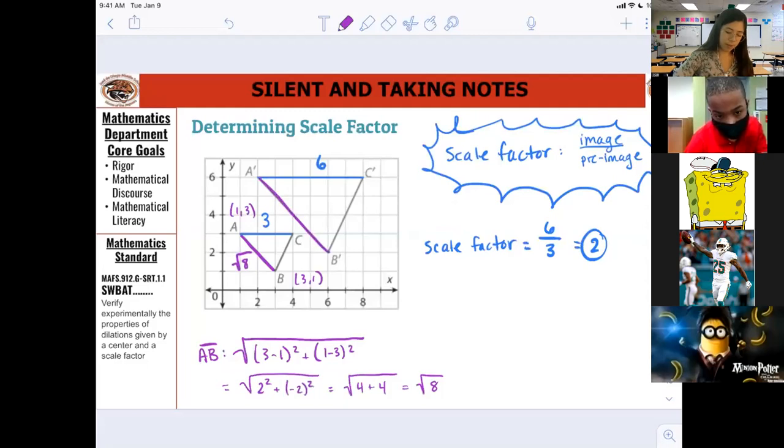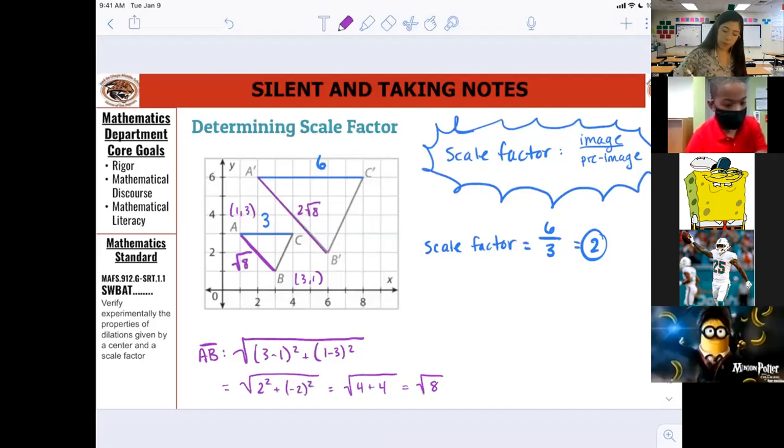If AB is the square root of 8, what should A prime, B prime be, based on the scale factor? 2 times the square root of 8, because to get from 3 to 6, you multiply by 2. To get from the square root of 8 to what we're trying to find, you multiply it by 2.